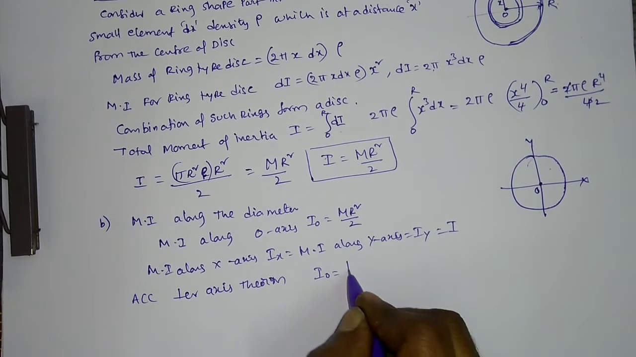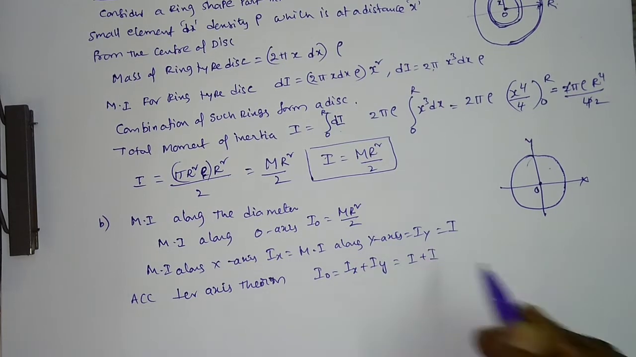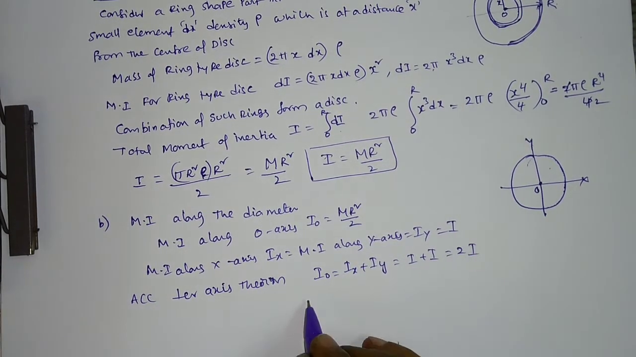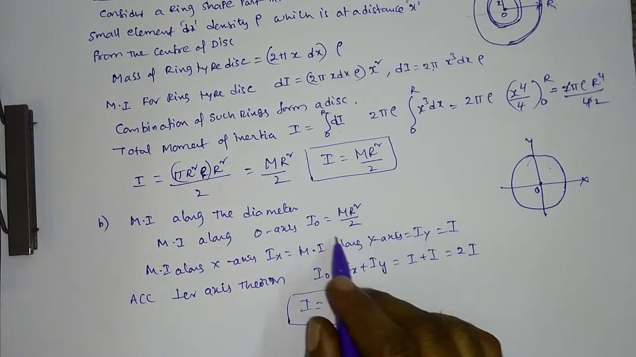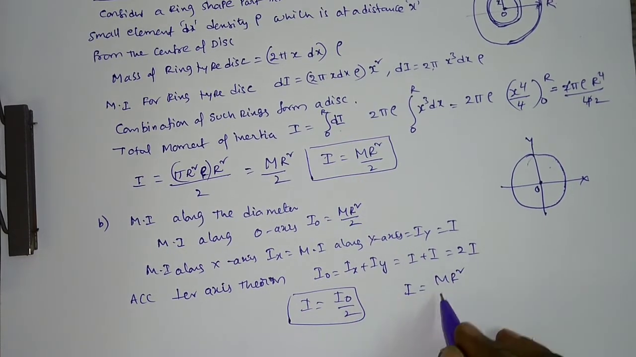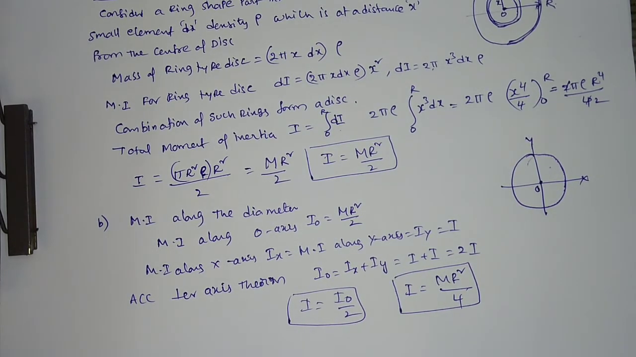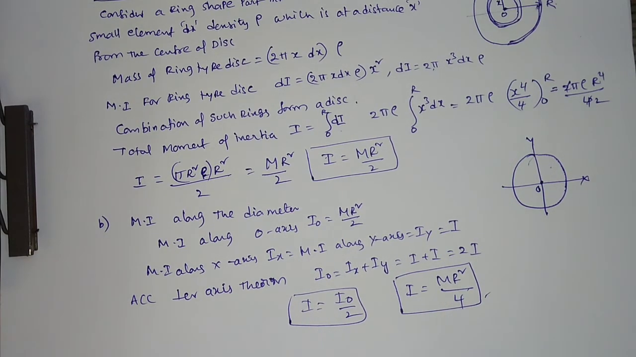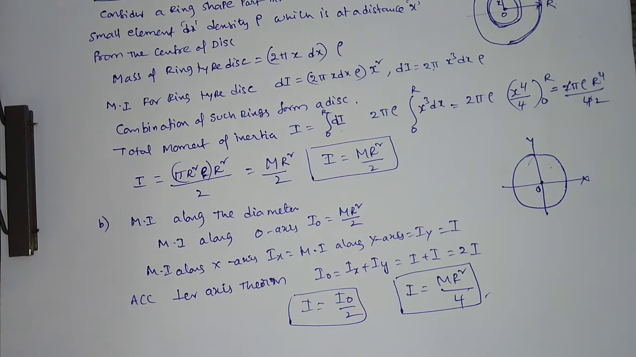I0 is equal to Ix plus Iy, or simply I plus I, or 2I, so I is equal to I0 by 2. Since I0 is m r square by 2, we can write I equal to m r square by 4. This is the moment of inertia for the circular disk along the diameter. Okay, got it? We completed thin rod, circular ring, circular disc, and now the cylinder.